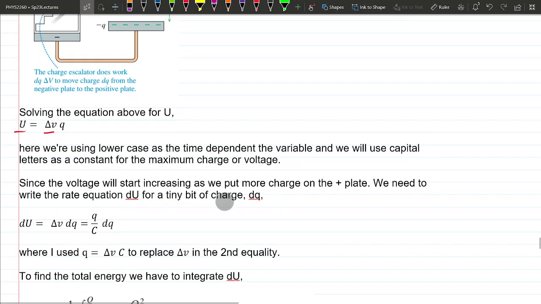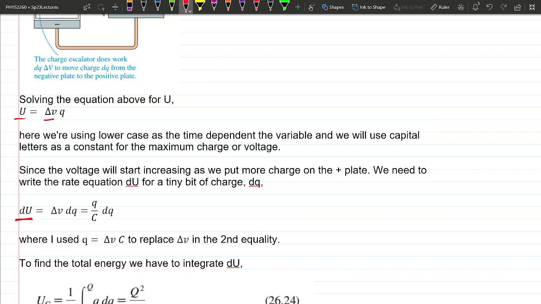Okay, so therefore, the infinitesimal amount of energy that you place onto the capacitor is the change in voltage, which is a function of time, times the amount of charge that you're putting on there. But remember, no matter what, the capacitor equation is always obeyed, because we defined it this way: the amount of charge on the capacitor is the voltage times the capacitance. This also holds in the time-dependent case, where delta V depends on time.